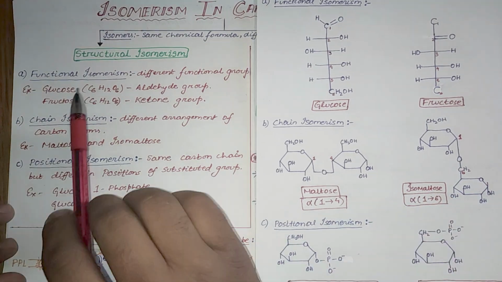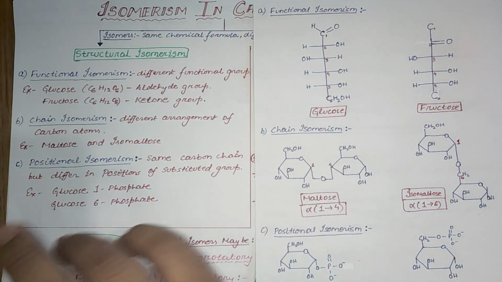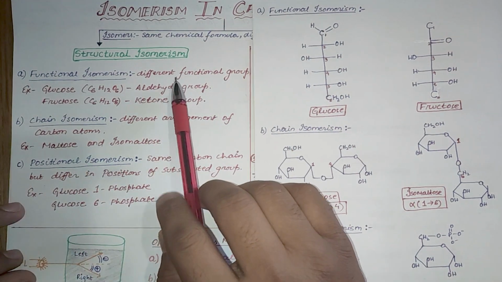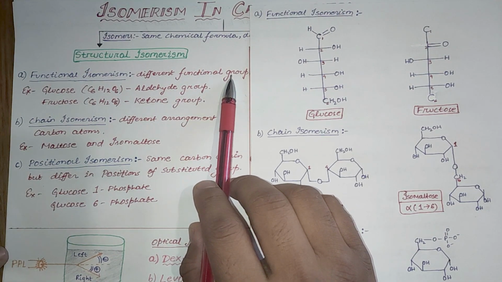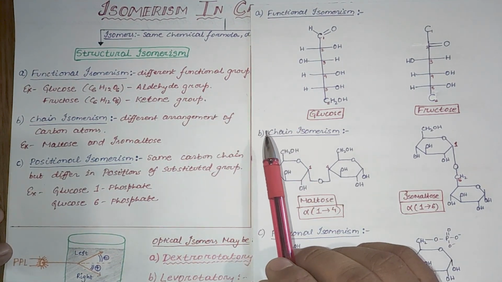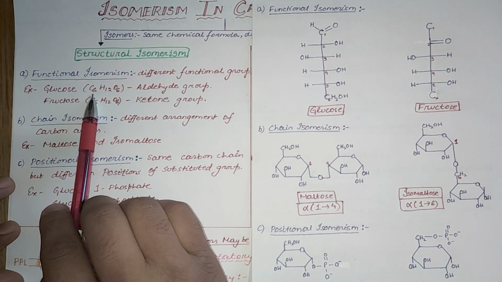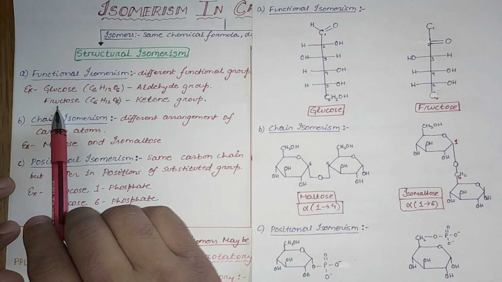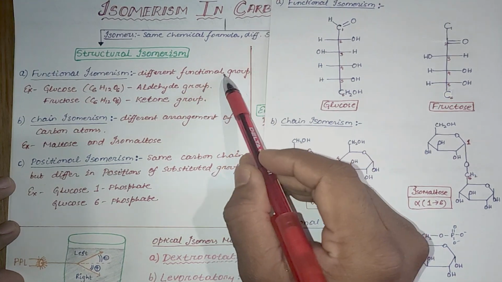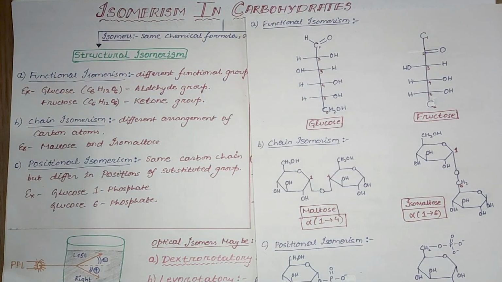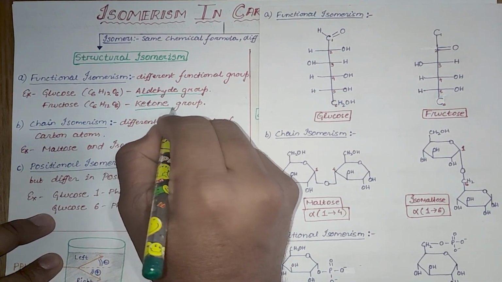First of all, functional isomerism. Functional isomerism means two compounds or two monosaccharides will be present and their functional groups will be different, but they will have the same molecular formula. For example, glucose and fructose. Glucose has the formula C6H12O6 and fructose has C6H12O6, but the difference is the functional group: here is the aldehydic group and the next one is the ketonic group.